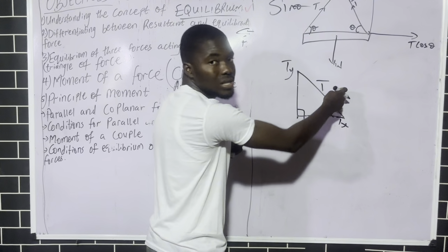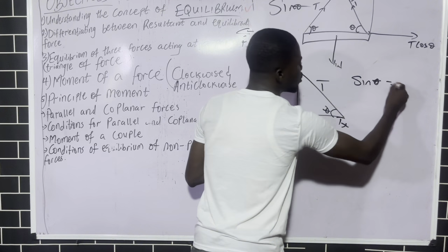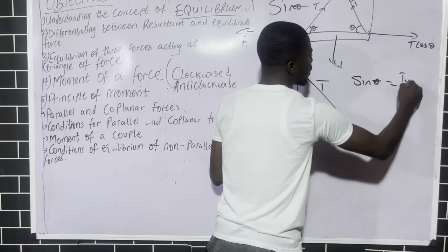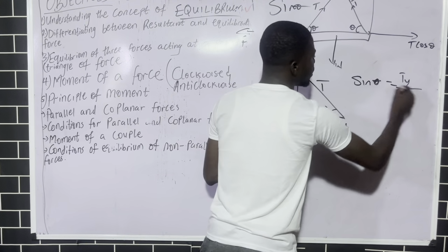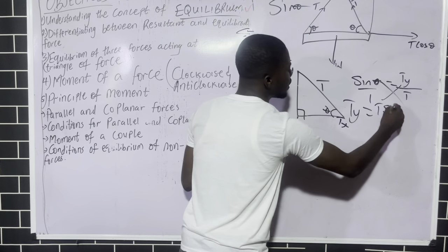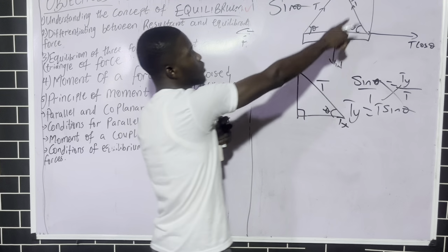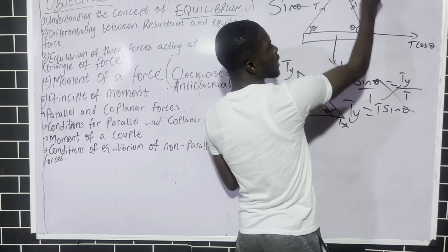Opposite over hypotenuse. That's sine, right? That'll be sine theta is equal to opposite, which is Ty, over hypotenuse, T. If I cross multiply, what would I have? Ty is equal to T sine theta. Why am I having T sine theta as Ty? Because my angle is with the horizontal. So T sine theta. That's why I say vertical side, T sine theta.